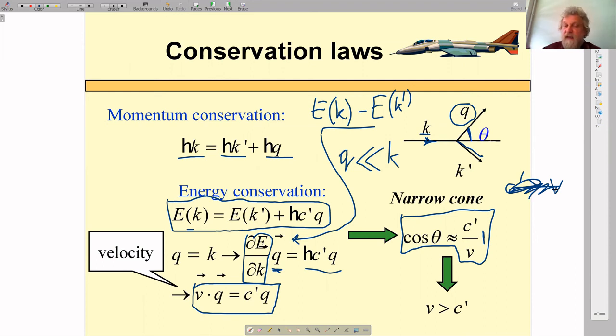So perhaps some of you have figured out why I have a fighter over here. I mean a supersonic fighter. When a plane breaks the sonic barrier, when it gets supersonic, it emits a shock wave, and the angle of the shock wave is eventually given by the same relation. All physics is the same. Very good, but let me get back to Cherenkov radiation.